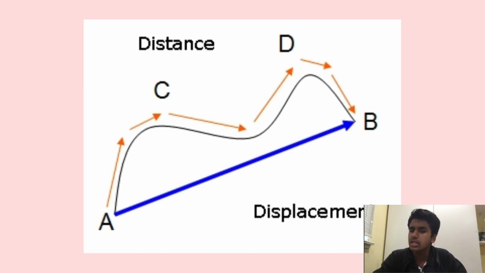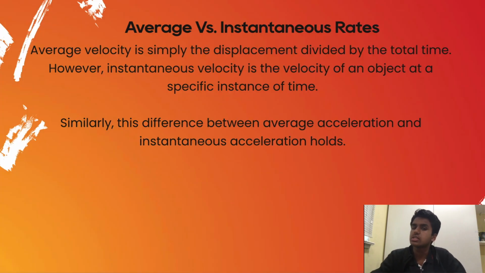Now this is an example of distance versus displacement. The displacement is simply the change in the two positions, while distance accounts for each intermediate step that you take. So, average versus instantaneous rates.